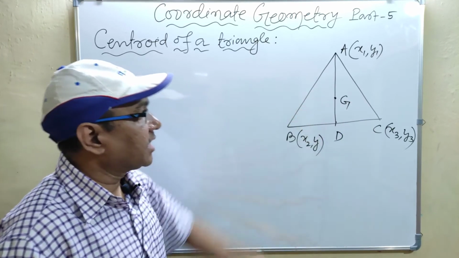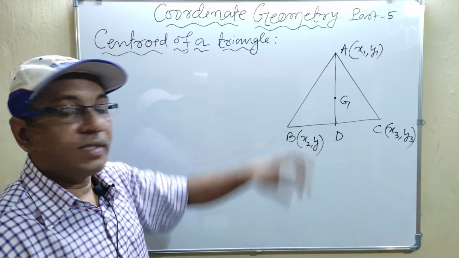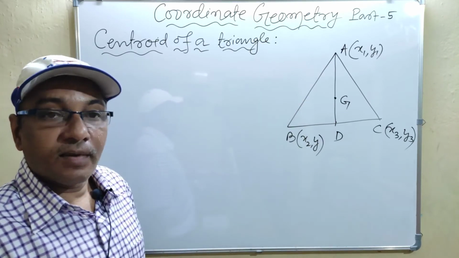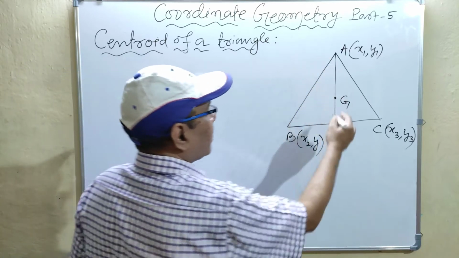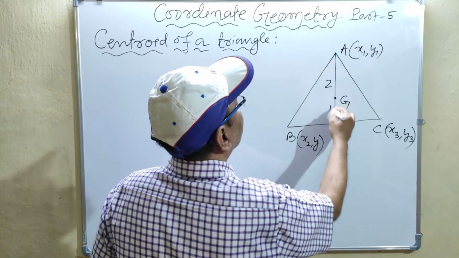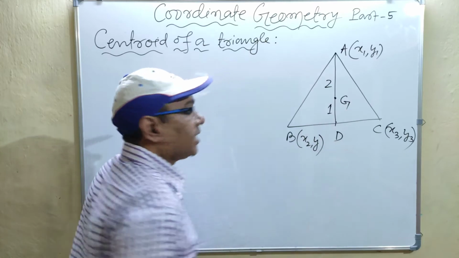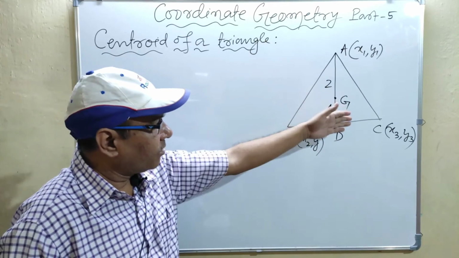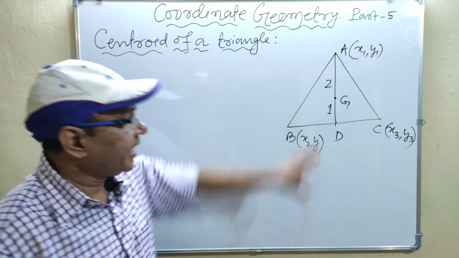Suppose G is the centroid of triangle ABC. Then this centroid G divides each median in the ratio 2:1. The centroid always divides the median in the ratio 2:1. We have not taken the other two medians, we have taken only one median.